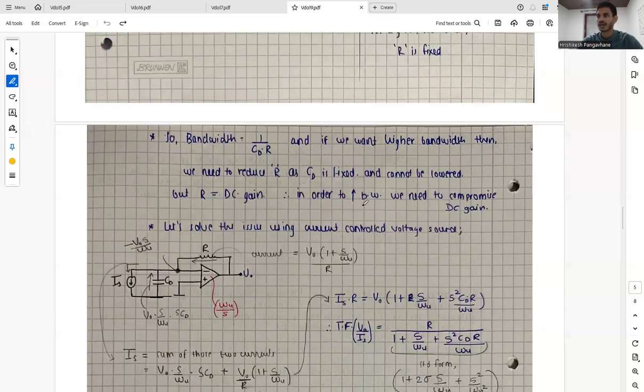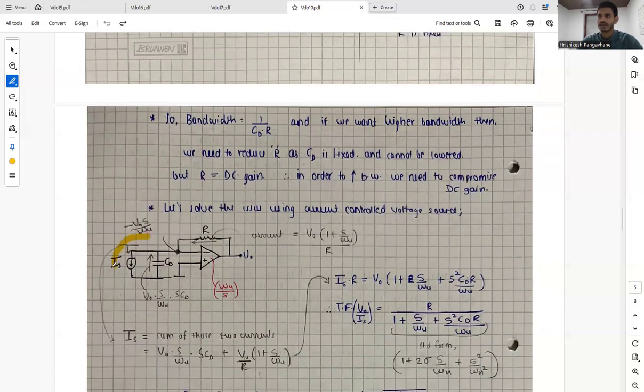So let's solve this issue using a current controlled voltage source. Now we have our photodiode and we'll use a current controlled voltage source. From here we know that the transfer function from this point to this point, or the voltage at this point, is basically V minus V naught S times omega U, as the transfer function of this op amp is omega U by S.